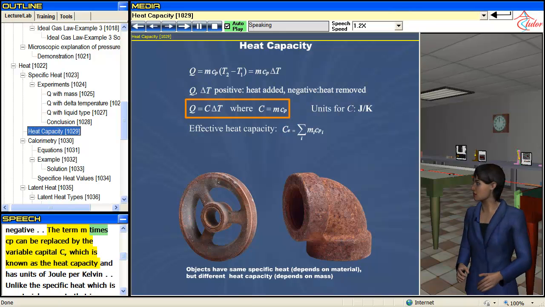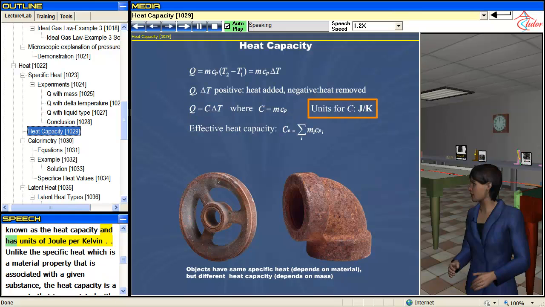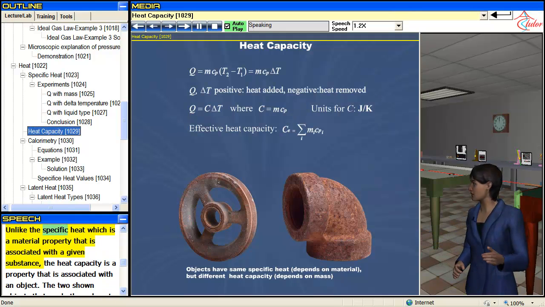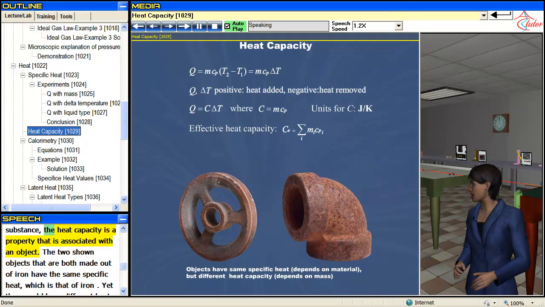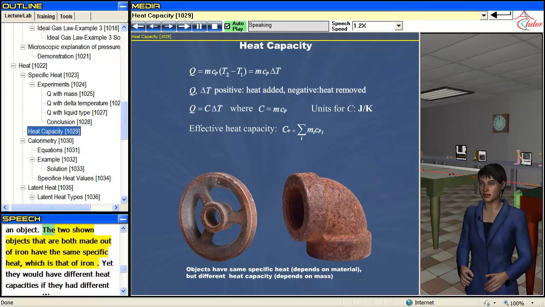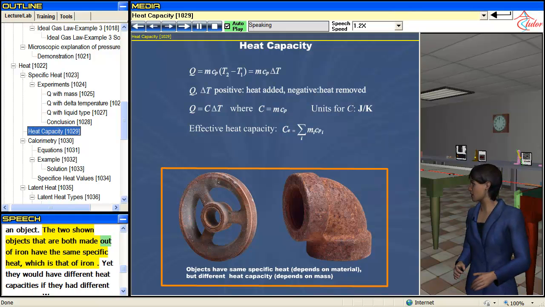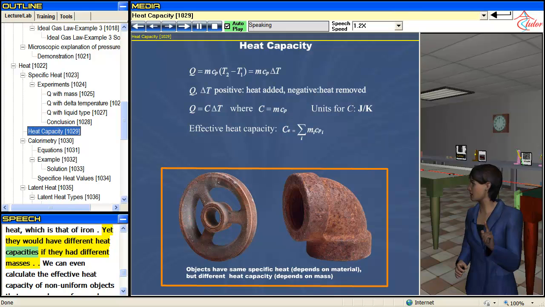The term m times Cp can be replaced by the variable capital C, which is known as the heat capacity, and has units of joule per Kelvin. Unlike the specific heat, which is a material property that is associated with a given substance, the heat capacity is a property that is associated with an object. The two shown objects that are both made out of iron have the same specific heat, which is that of iron. Yet they would have different heat capacities if they had different masses.